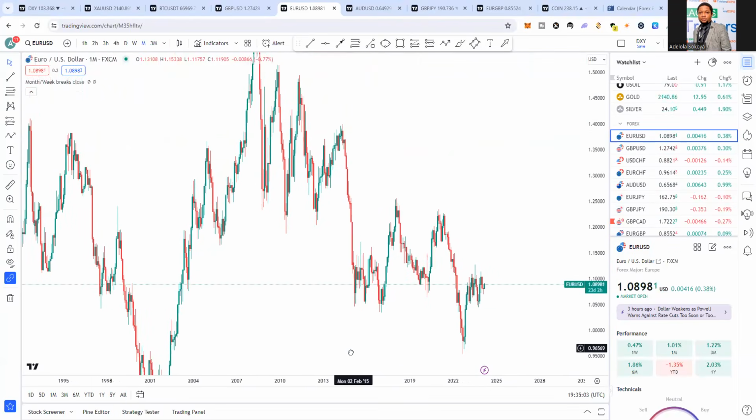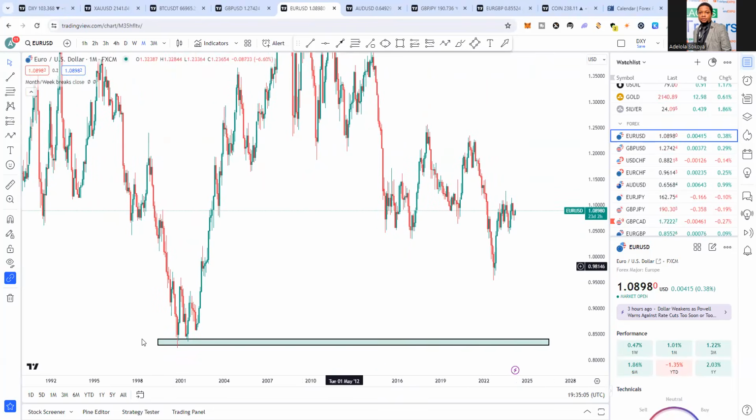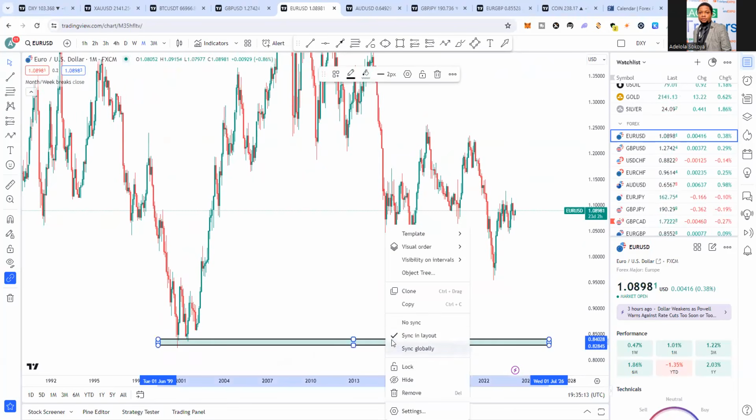So number one, you want to come to the monthly time frame. You want to pick your major support. This is number one support. I'm going to be cloning this.